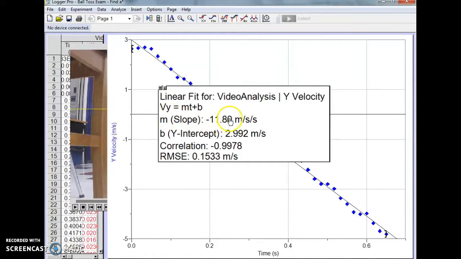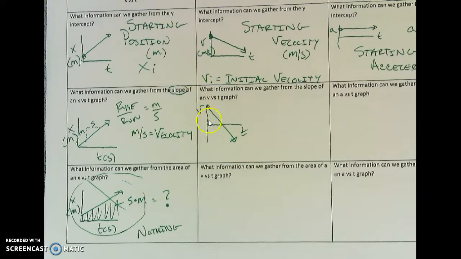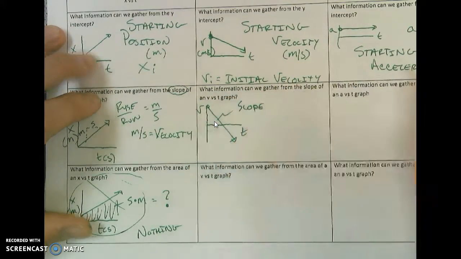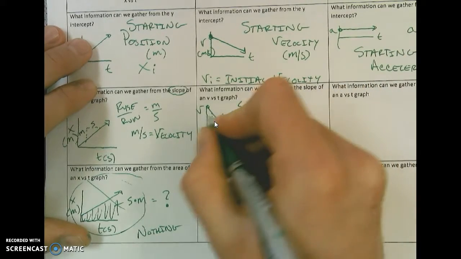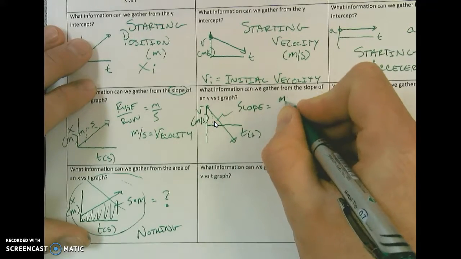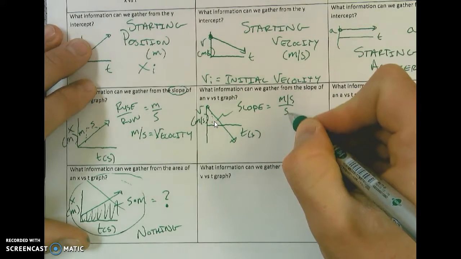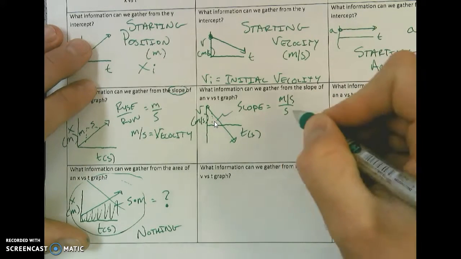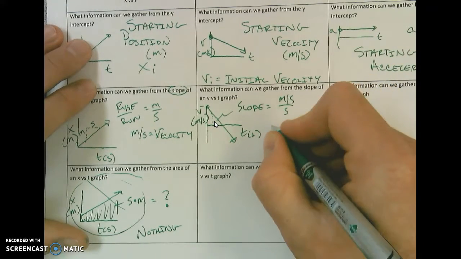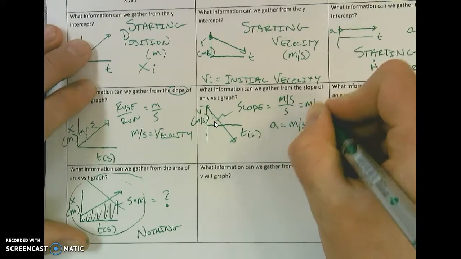So the slope is negative 11.8 meters per second of this graph, which is exactly like the graph I drew. So again, the slope is rise over run, and my rise is the velocity, which is in meters per second, and my run is in seconds, which is meters per second over seconds. Now that's the change in speed over the time that it happens. So it's the rate of the change of the speed, which is acceleration. So acceleration is in meters per second squared, which is exactly what this is.